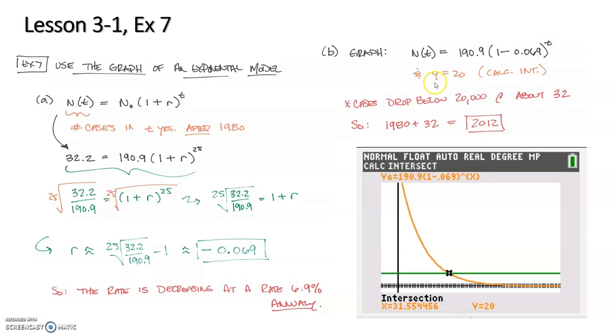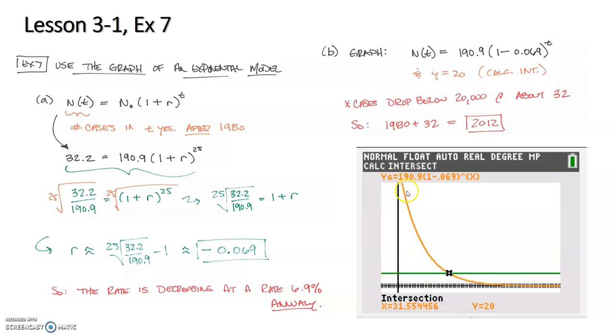So for the y value we can put in y equals 20 because the number of cases was measured in the thousands. So we wouldn't put in 20,000. We want to put in 20. What happens when the cases drop below 20? So we can actually plot y equals 20. So this is y equals 20.